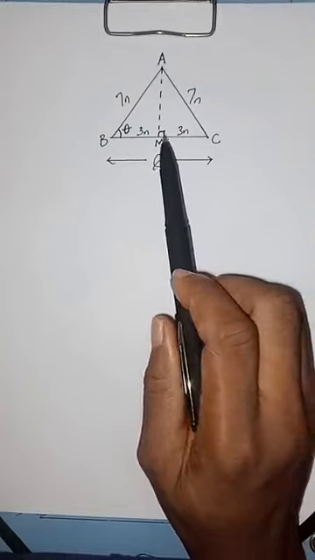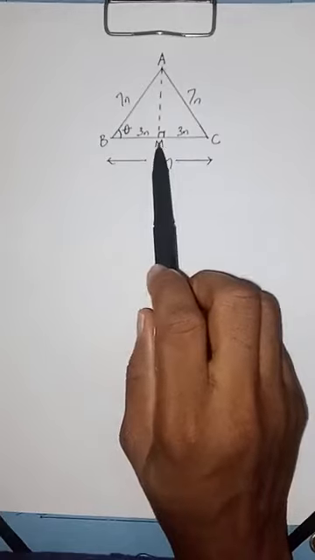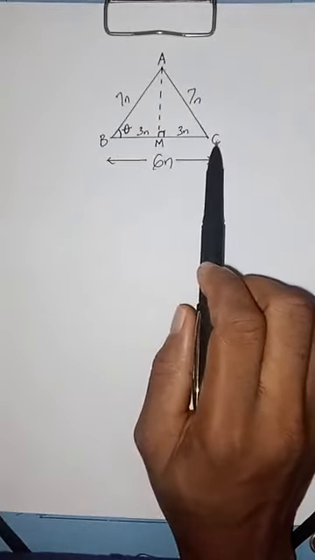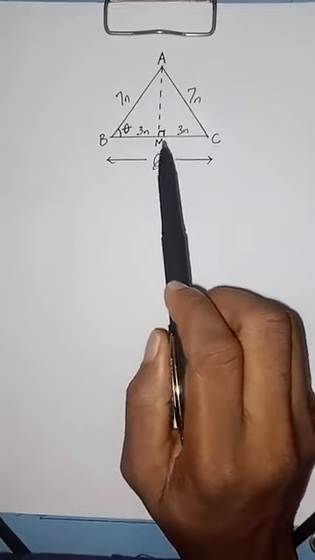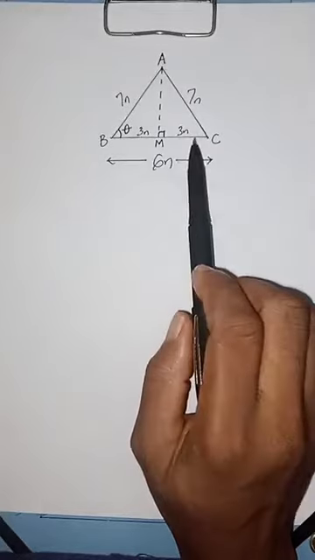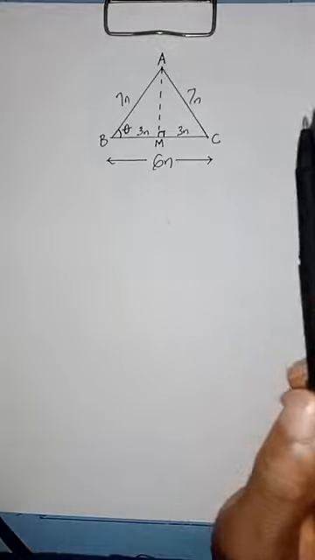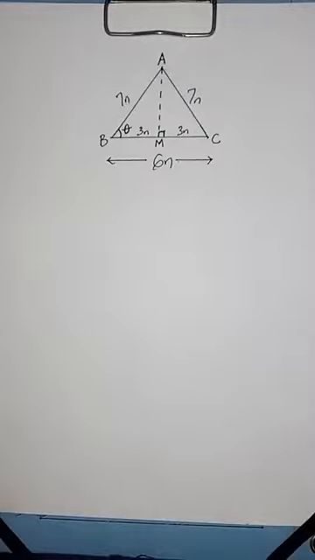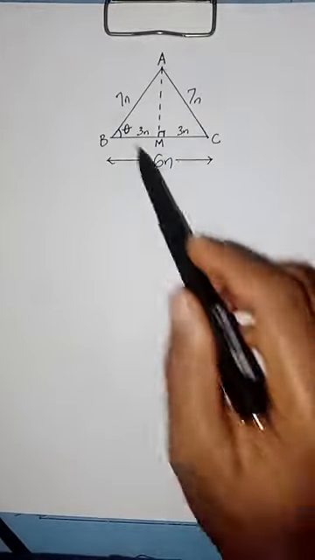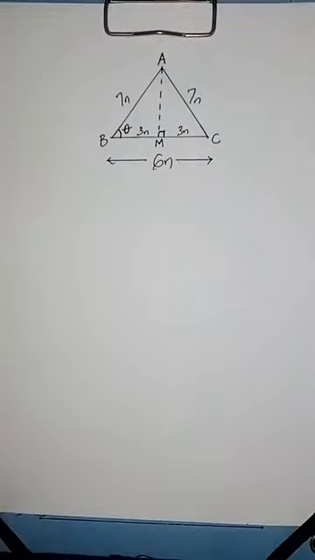And since it's an isosceles triangle, the dimension from B to M will be equal to C to M. So we'll divide 6n into 2, and we'll have 3n, 3n. Now, this gives us a right angle triangle. Either of the triangles is a right angle triangle, if we consider ABM or ACM, same thing.